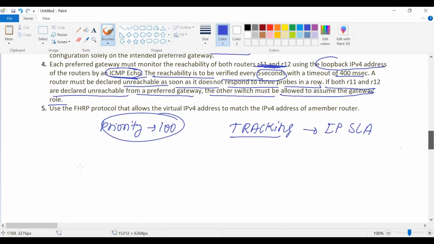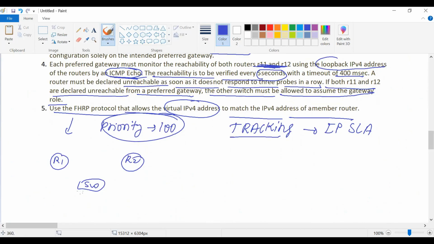We'll see it. Use the FHRP protocol that allows the virtual IP address to match the IP version 4 address of a member. Again, this is a very tricky question. This is R1, this is R2, this is a switch. Okay, dosto.